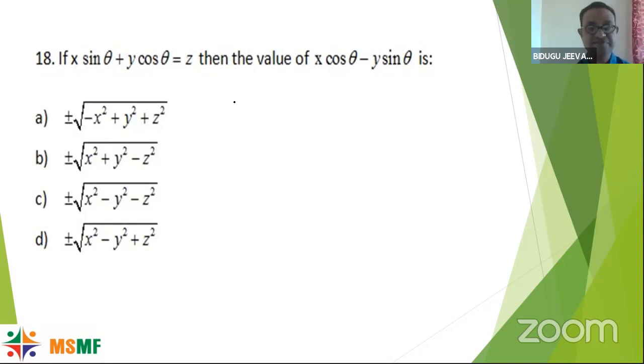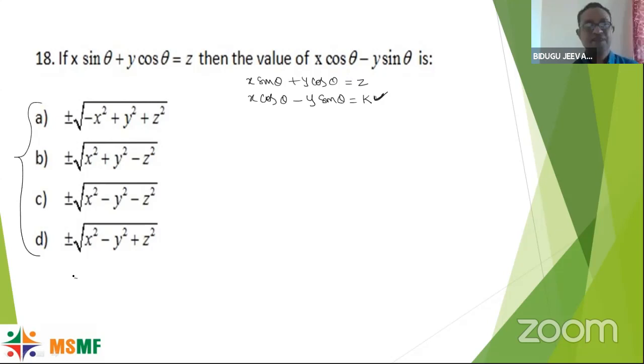Again, a trigonometry question. Let me write properly. X sin theta plus y cos theta is equal to z. X cos theta minus y sin theta is equal to, let us say, k. This I have to calculate. If you look at all the options, you don't find thetas. It is nothing but elimination of theta. Can you please tell me the answer?